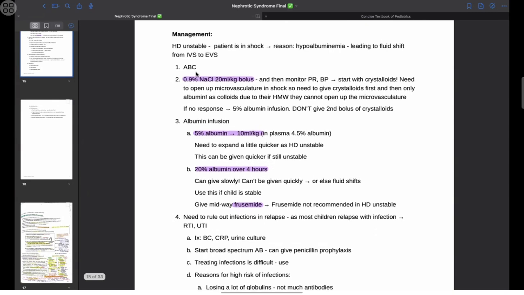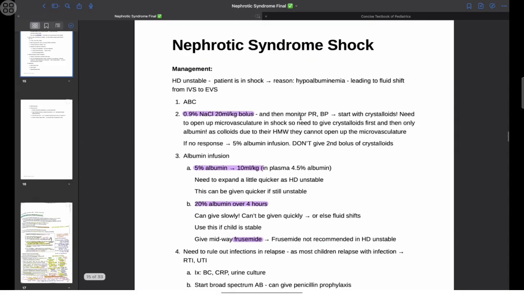So how are we going to manage? Do the initial ABC management, then give 0.9% sodium chloride. We give a 20 milliliters per kilogram bolus, and then you monitor the pulse rate and the blood pressure. Remember, it's always crystalloids that we start with when the patient is hemodynamically unstable and coming with shock. It's not the same as hypovolemia. Hypovolemia can also lead to shock, but currently we are talking about the management of shock. Only after that do you give albumin.